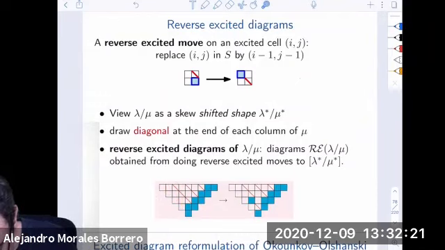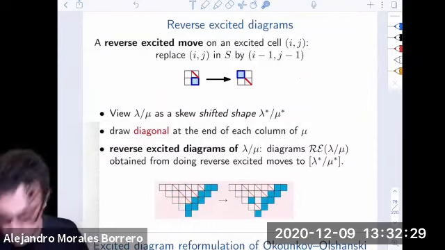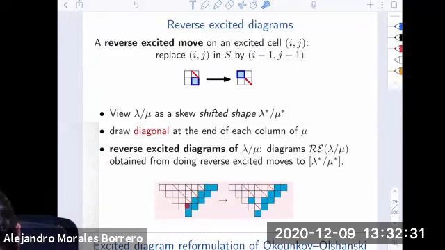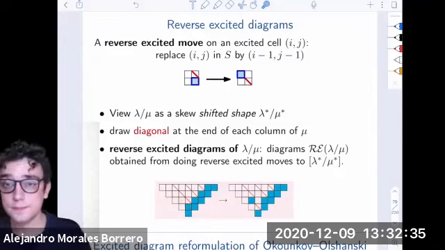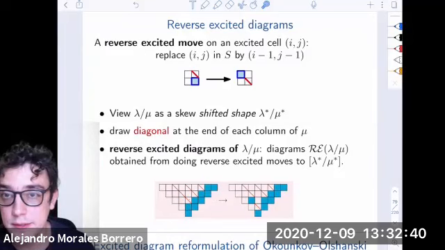And these red lines: at the end of each column of mu, you draw a line like this, okay? And then you just let them interact with your excited moves. So when this moves here, this line moves down. Any questions about what the reverse excited diagram is?